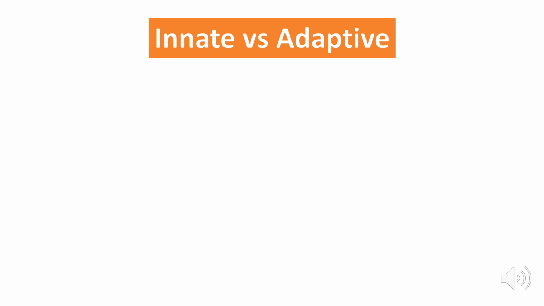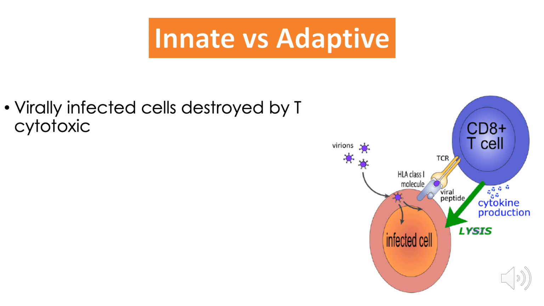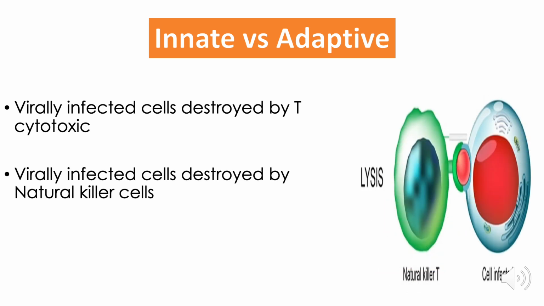Next set, number 1, virally infected cell, meaning there's a virus inside the cell and the virus is multiplying or replicating, and that virally infected cell is destroyed or killed by a T cytotoxic cell as shown in the picture. The answer is adaptive because there's involvement of the T cytotoxic cell. Okay? Next, what if the virally infected cell is destroyed by a natural killer cell? This one is classified under innate immunity.